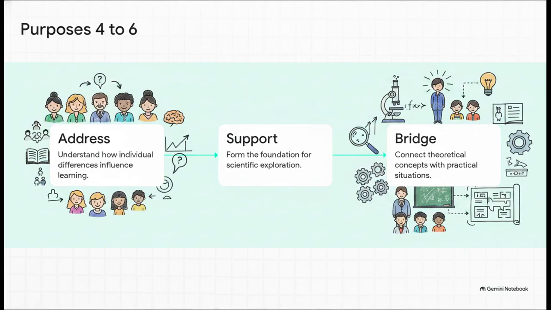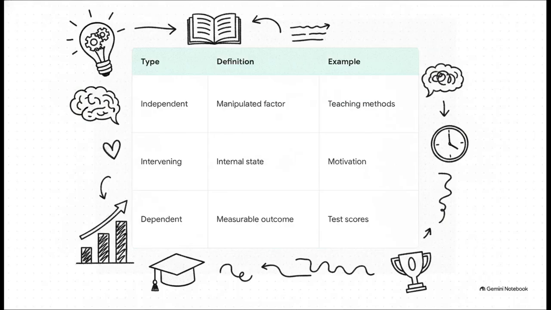But theories do a lot more than just predict things. They help us address vast individual differences. Learners differ in age, experience, cultural background, and theories help us account for that beautiful diversity. They also give scientists a foundation to support ongoing research and innovation. Ultimately, they act as a bridge. They allow instructional designers to take abstract, high-level scientific principles out of the lab and apply them directly to a living, breathing classroom. To study all this systematically, researchers use specific scientific variables.